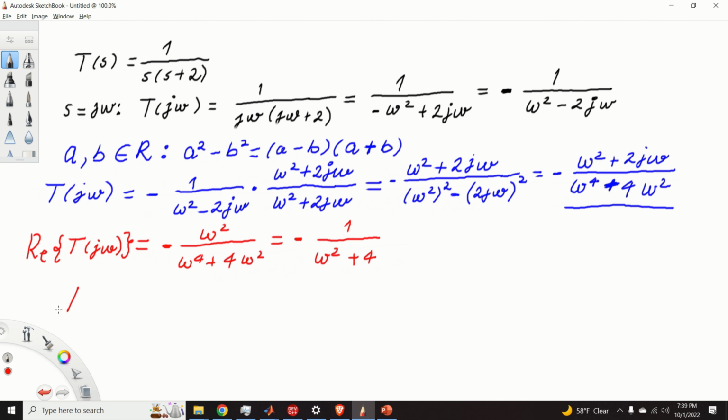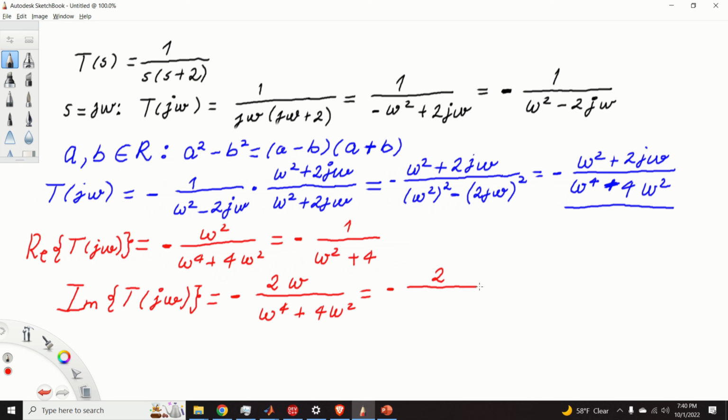How about the imaginary part? Well, we can write the imaginary part as follows. The imaginary part of T of j omega is equal to, let's see over here, minus 2 omega divided by omega to the power 4 plus 4 omega squared. And we can simplify this expression by dividing the numerator and denominator by omega, and we obtain something that looks like this: minus 2 over omega to the power 3 plus 4 omega.